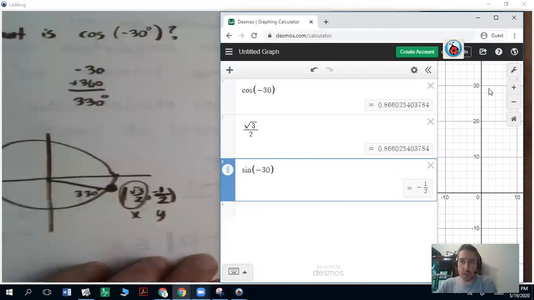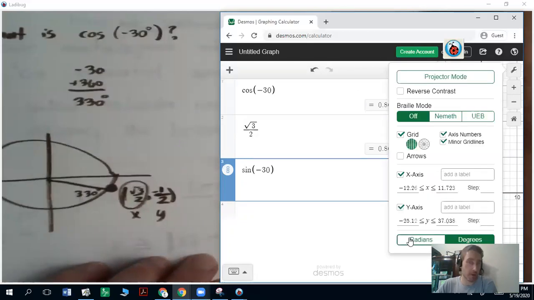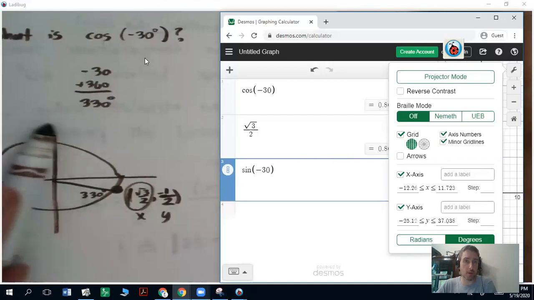You can use Desmos, just make sure your mode is set to degree. If it's in radians, leave it in radians. But if it's a degree problem, have it in degree.